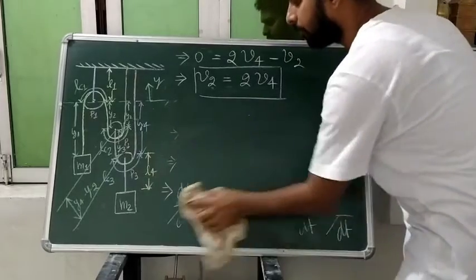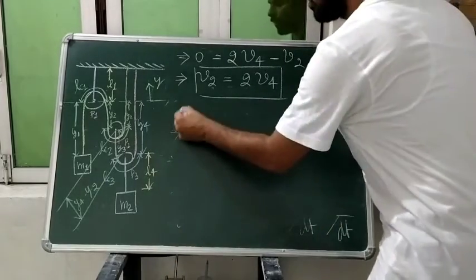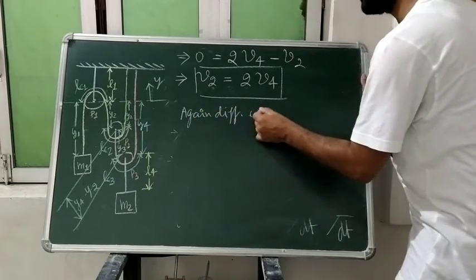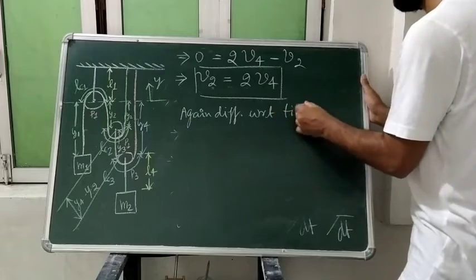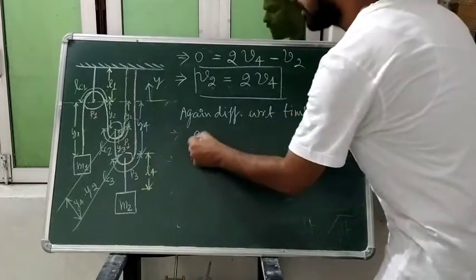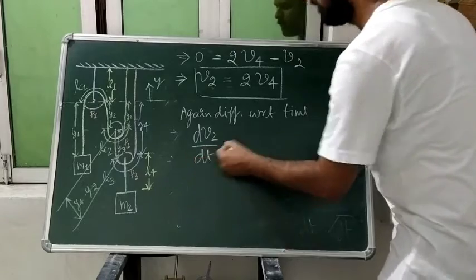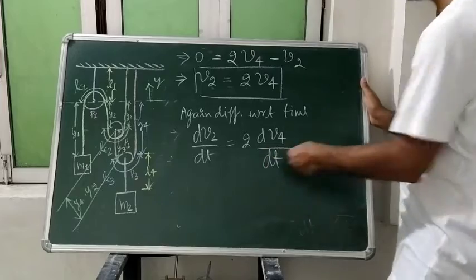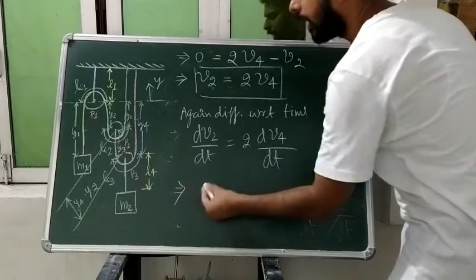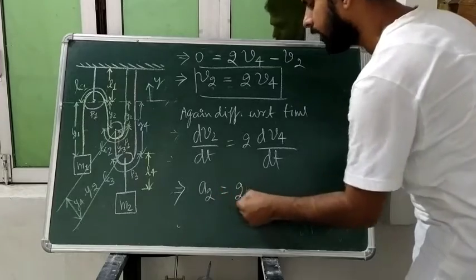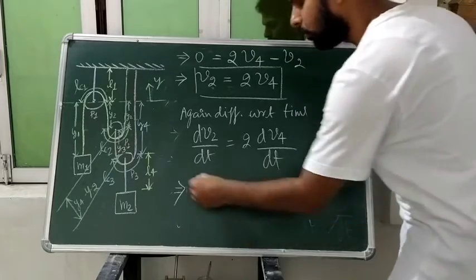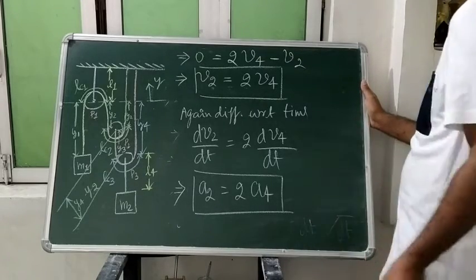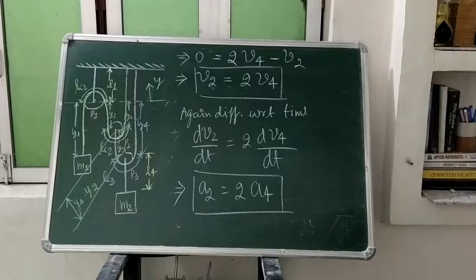Next, what can we say? That again differentiating with respect to time, what will we get? This del V2 upon del t will be twice of del V4 upon del t. So from here what will we get, student? That our A2 will be equal to twice of A4. A2 will be twice of A4. So these things we will get.